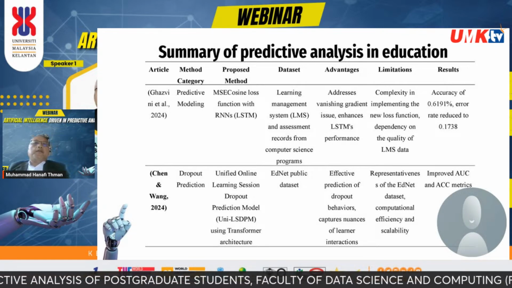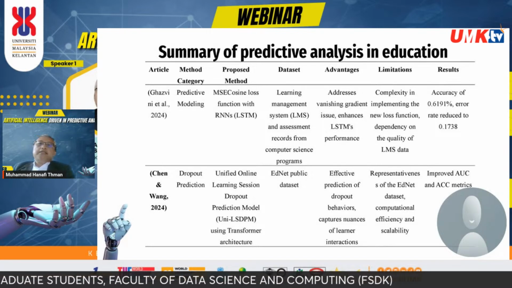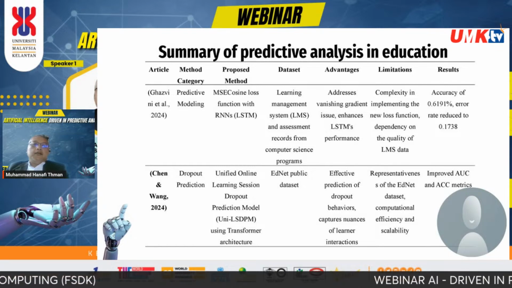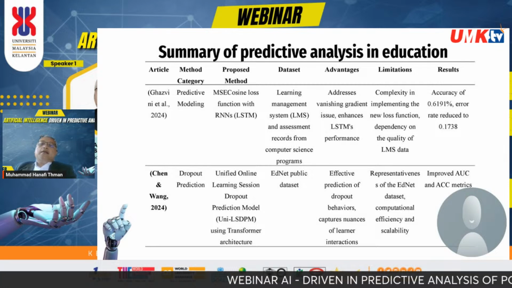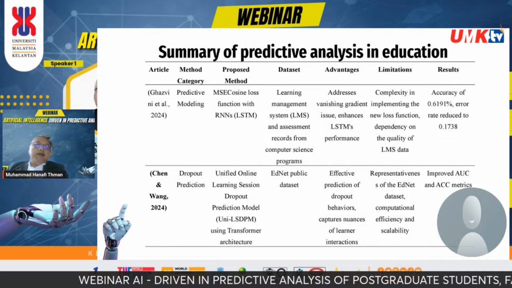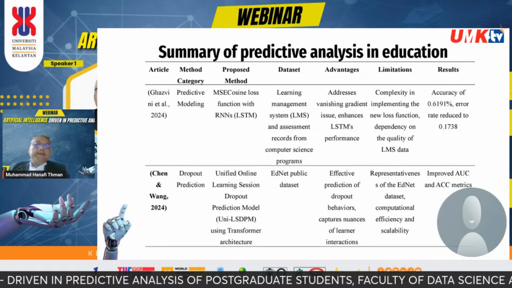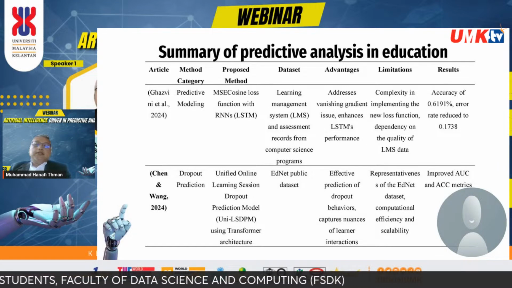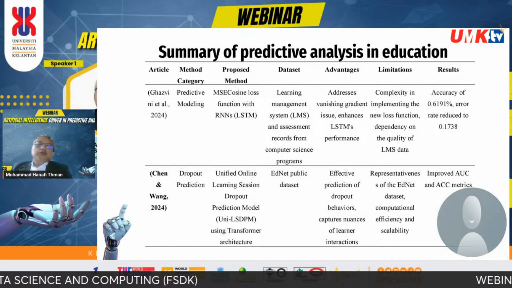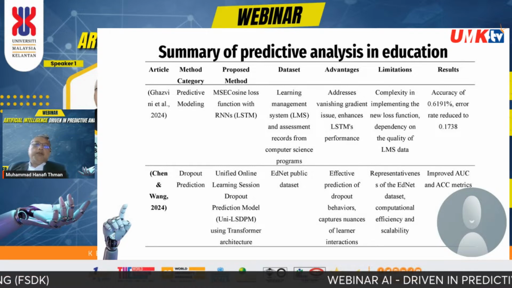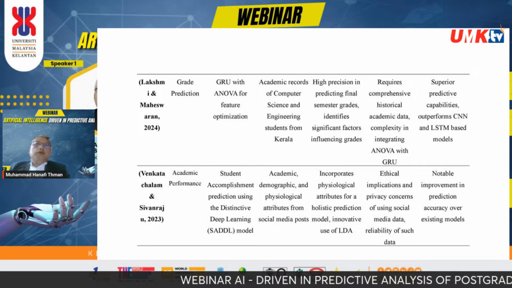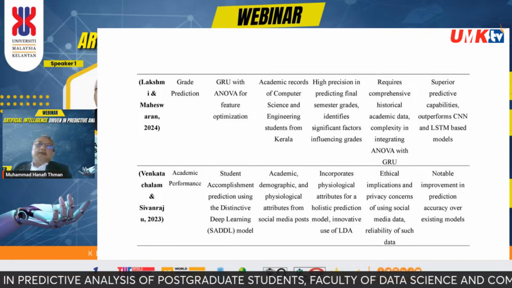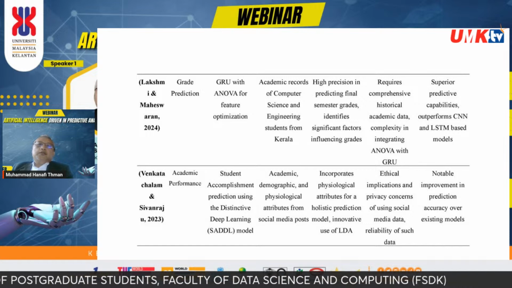Also, from the literature review, we can summarize the common predictive analysis used in education, such as predictive modeling and dropout prediction. Predictive analysis can be used to detect dropout, and also student achievement like grade prediction, and can also analyze student academic performance.